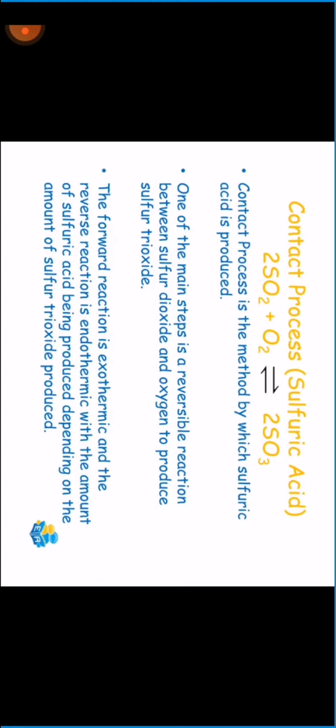So the contact process is a method by which sulfuric acid is produced, and one of the main steps in the contact process is the reversible reaction between sulfur dioxide and oxygen to produce sulfur trioxide. So the forward reaction is exothermic, so delta H is negative, and the reverse reaction is endothermic, so delta H is positive. And the amount of sulfuric acid produced actually depends on the amount of sulfur trioxide produced.